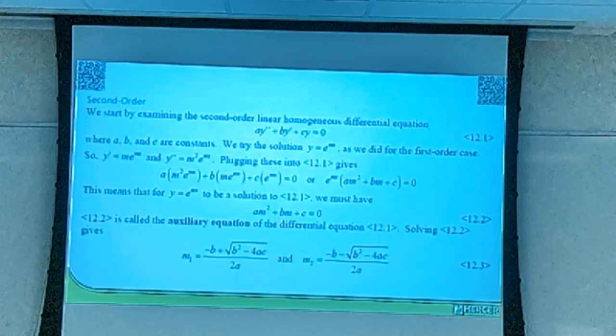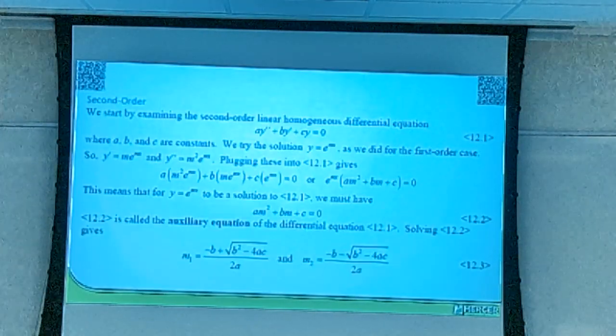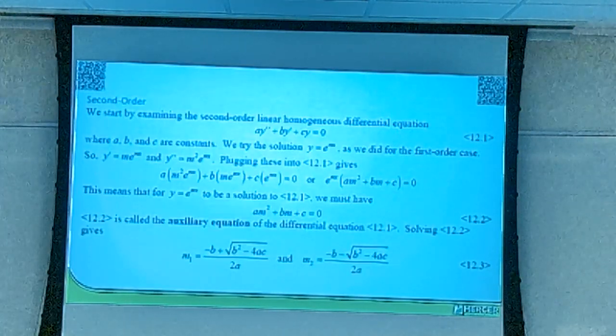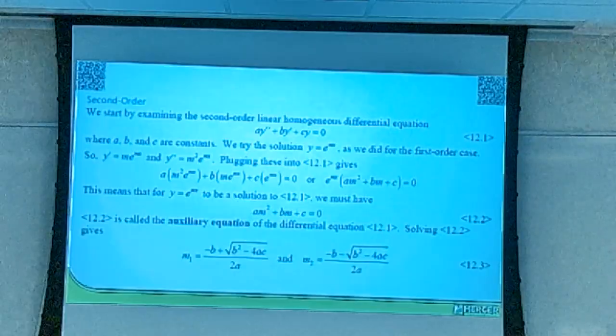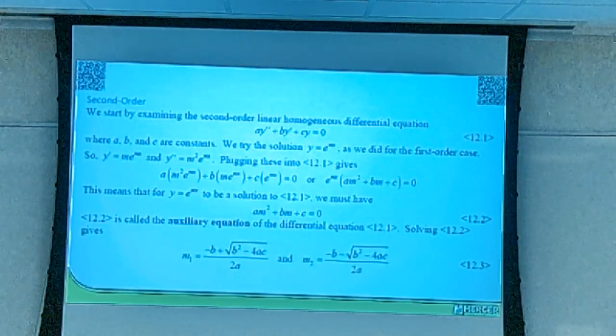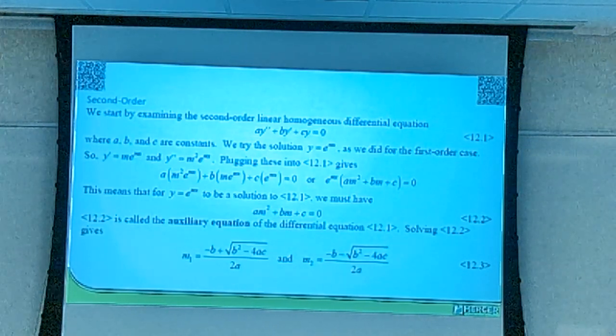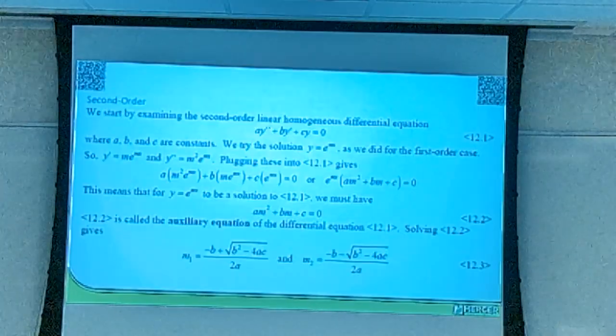Linear equations. We're starting with homogeneous. Remember, homogeneous means what? Equals 0. The derivation is for the second order, but it can be extended to orders larger than 2.